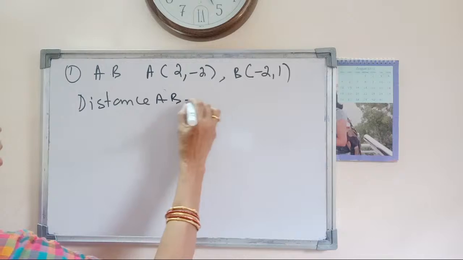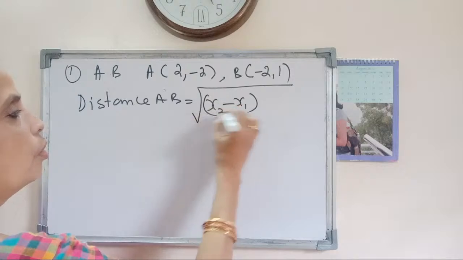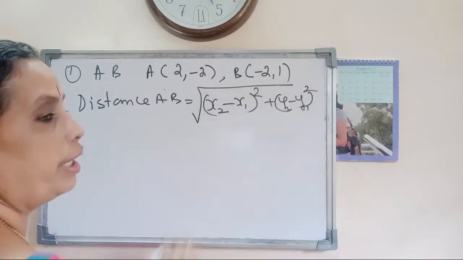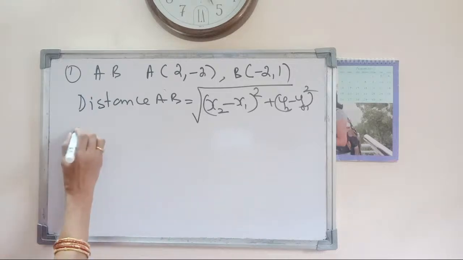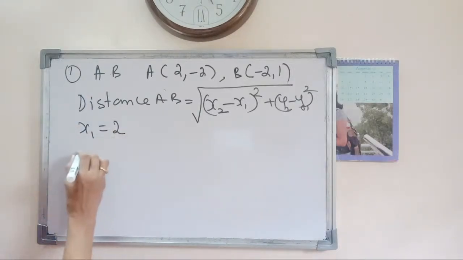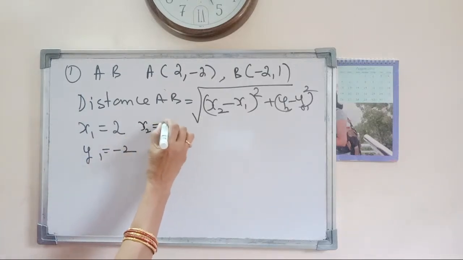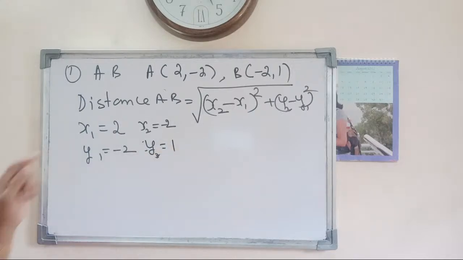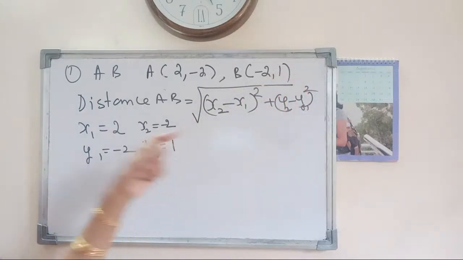We have the formula: root of (x2 minus x1) whole square plus (y2 minus y1) whole square. So for the beginning, let us write what each represents. x1 is 2, y1 is minus 2, x2 is minus 2, y2 is 1. Let us apply to this.